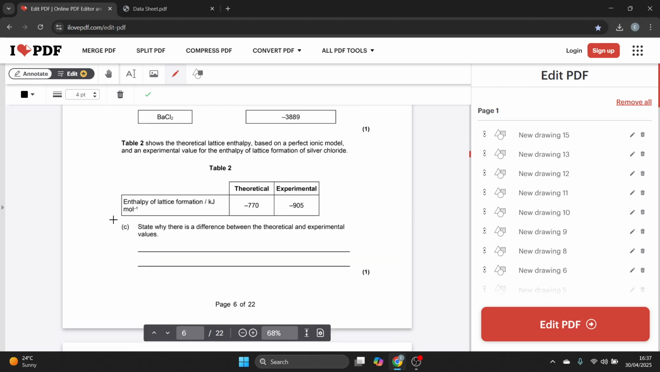Sorry guys. Okay, state what is the difference between theoretical and experimental values. It has covalent character. You know, has covalent character.